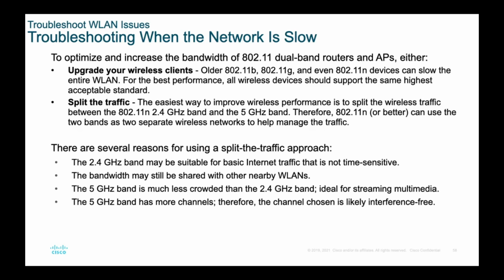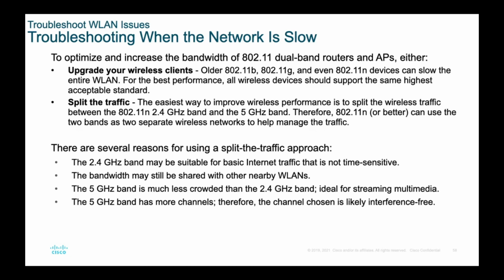Okay, the 5 GHz band is much less crowded than the 2.4 GHz band. Ideal for streaming multimedia because it has high bandwidth, but it has a shorter range compared to 2.4 GHz. And 5 GHz has more channels, so likely no interference. You can select a different channel compared to 2.4.